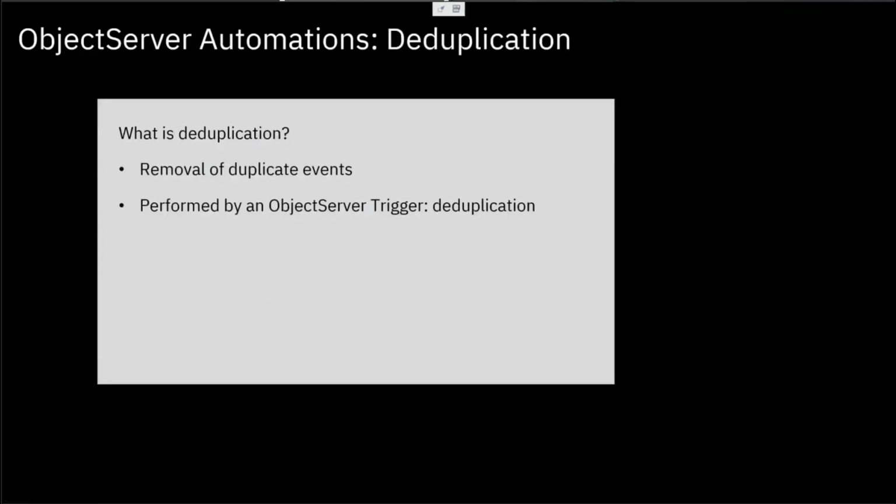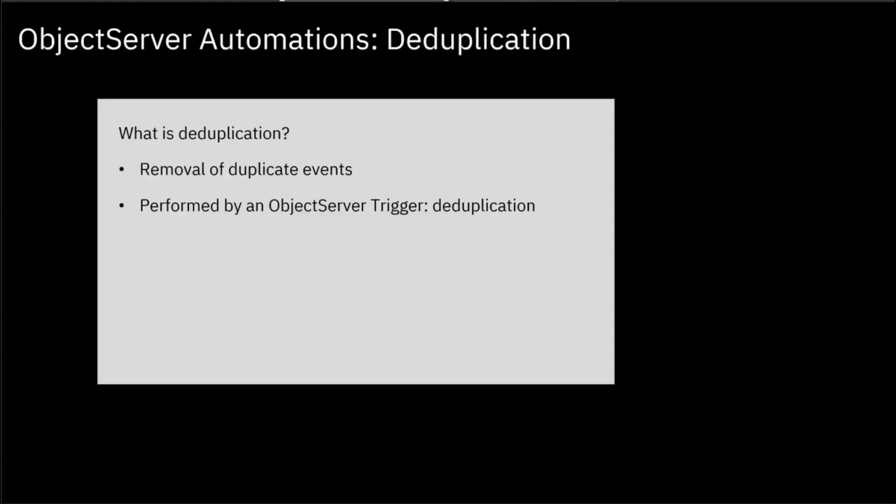Right, so the first automation we're going to look at today is the deduplication automation. If you think about a traditional database, you tend to have an insert, an update, and a delete action. Those are the main database actions that an SQL database will have.